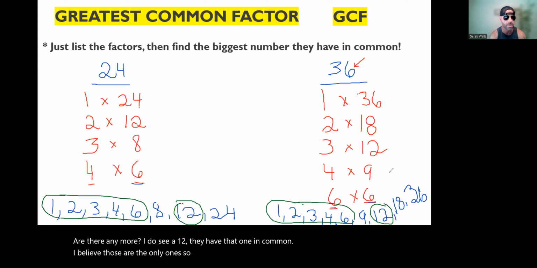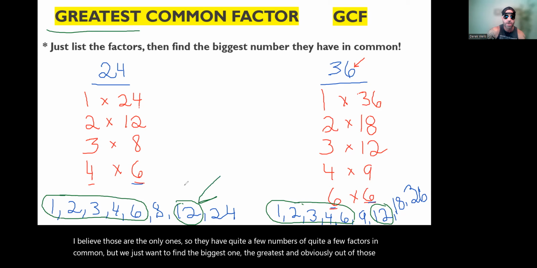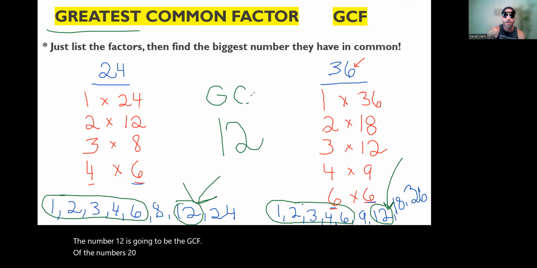So they have quite a few factors in common, but we just want to find the biggest one, the greatest. And obviously out of those numbers circled, the number 12 is going to be the GCF of the numbers 24 and 36.